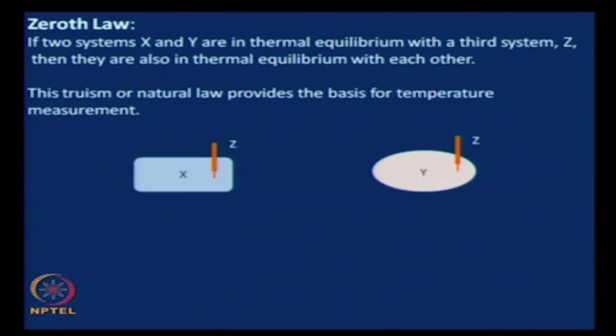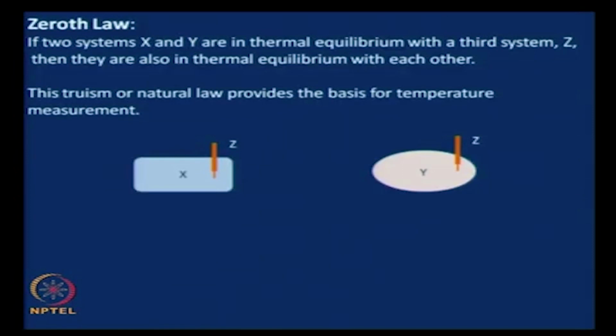The zeroth law states that if two systems, let us say x and y, are in thermal equilibrium with a third system z, then they are also in thermal equilibrium with each other. It is a very simple statement and it is actually a truism. I really cannot go about proving it by other means. To repeat, there are two systems, let us call them x and y. If they are in thermal equilibrium with the third system, let us say z, then they are also in thermal equilibrium with each other.